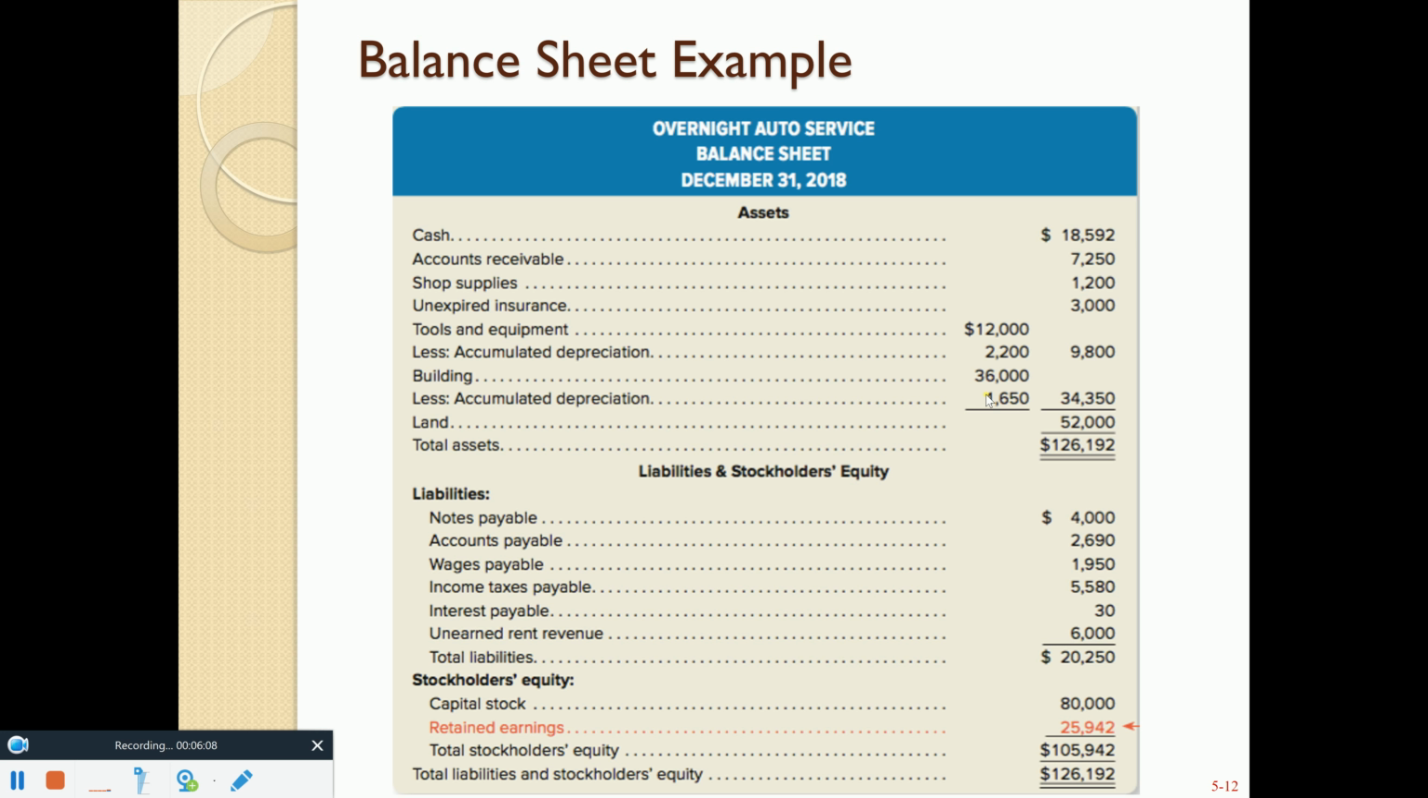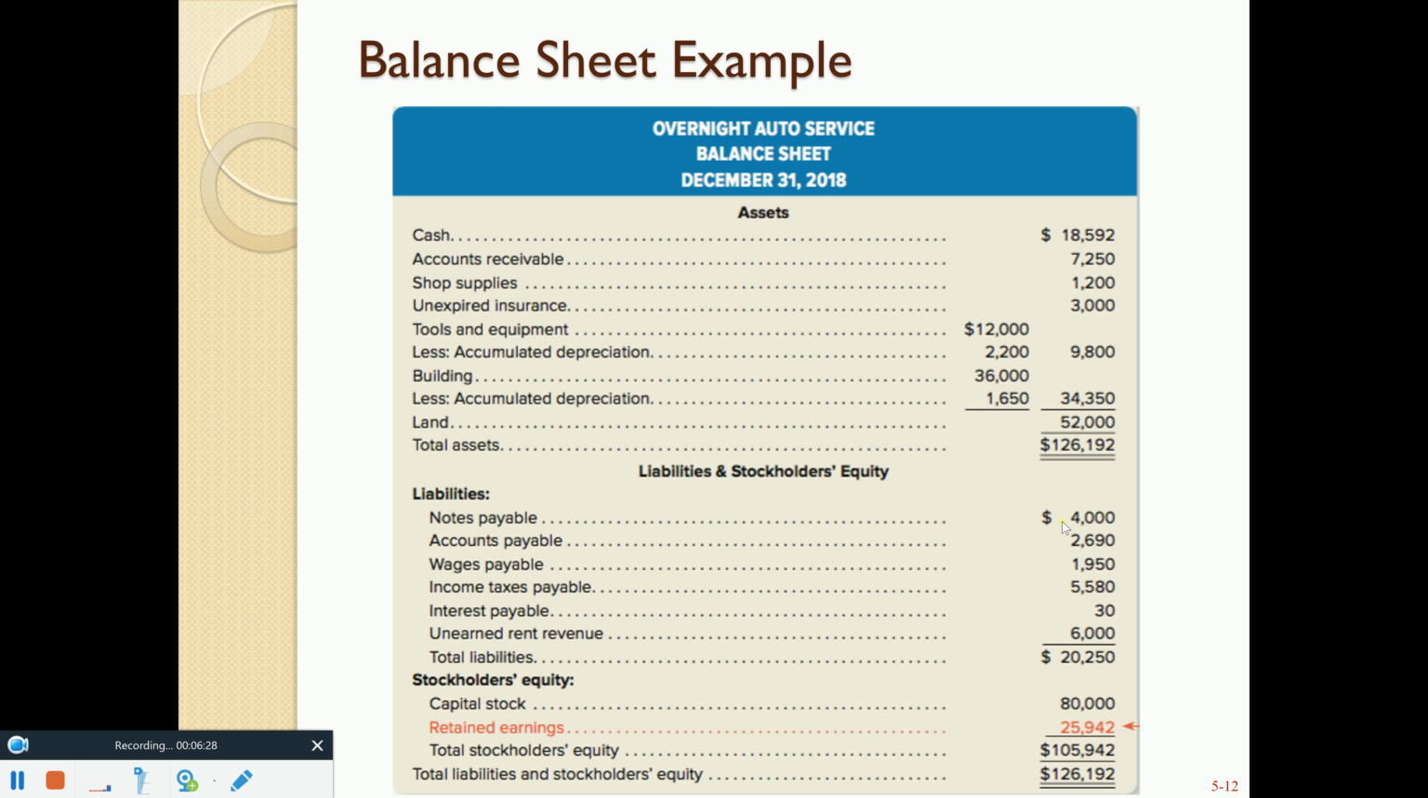The building, less its contra, and there's the net book value, $34,350. Land, $52, and you add up all of your assets, total assets, $126,192. That's on one side of the balance sheet. The other side of the balance sheet, we have our liabilities and our equity.